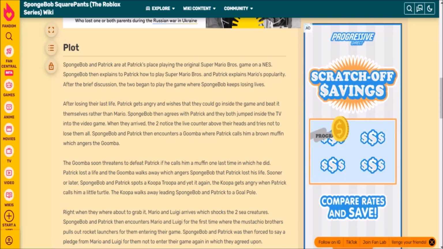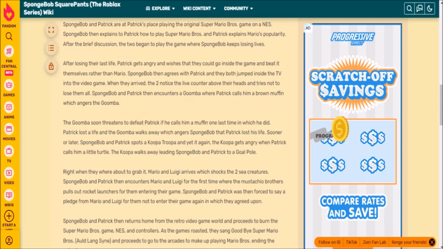SpongeBob and Patrick then encounter a Goomba where Patrick calls him a brown muffin, which angers the Goomba. The Goomba soon threatens to defeat Patrick if he calls him a muffin one last time, in which he did.